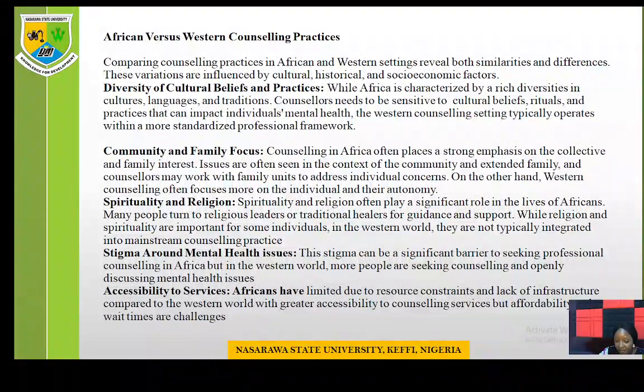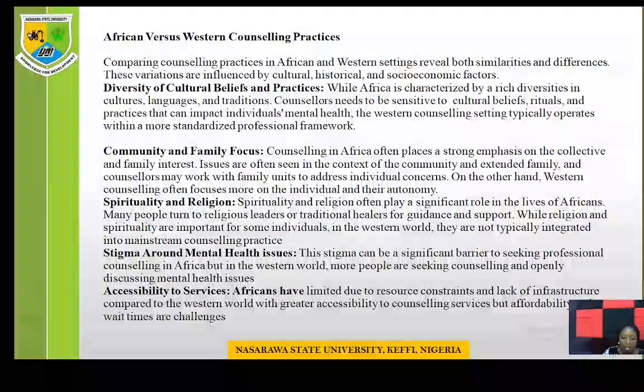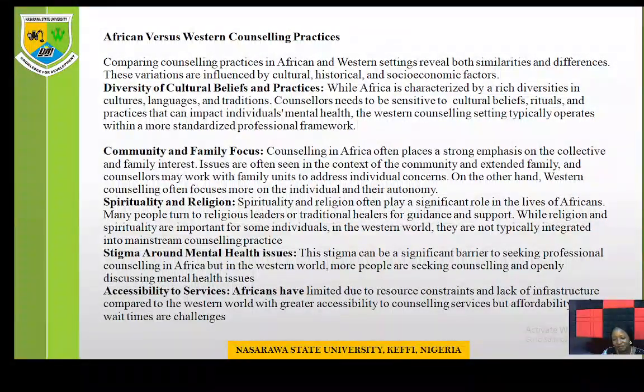They are not saying religion is bad, but they make sure that counseling operates on its own. Then religion and spirituality is their private life. They are able to clearly separate between those. It is difficult to do that within the African setting. Sometimes it is difficult because of our beliefs. So another factor is the stigma around mental health issues.